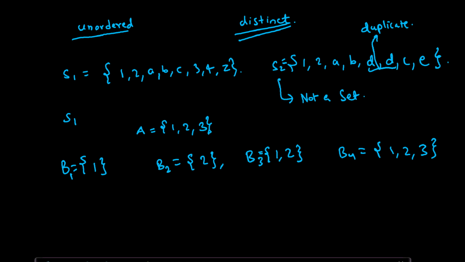If you look at B1, the element in B1 is present in A. The element in B2 is present in A. The element in B3 is present in A. The element in B4 is present in A. So we say that B1, B2, B3, B4, they are subsets of A. Any set B is a subset of A if the elements of B are present in A, but not necessarily vice versa. For example, if you look at B1, A has elements 2 and 3, but B1 does not have 2 and 3, but all the elements that are in B1 are in A.